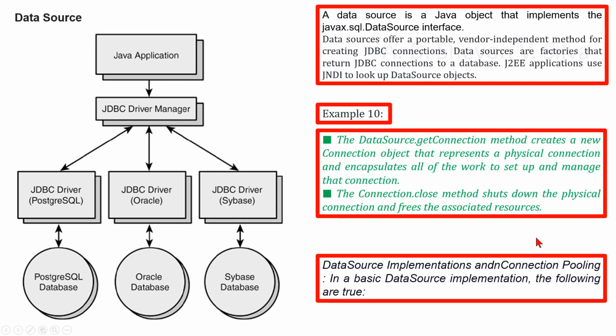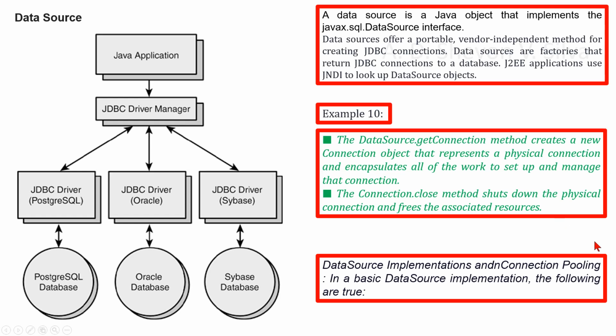Now we are considering data source implementation and connection pooling. In a basic data source implementation, the following are true. The DataSource.getConnection method creates a new connection object that represents the physical connection and encapsulates all of the work to set up and manage that connection. The connection.close method shuts down the physical connection and frees the associated resources.